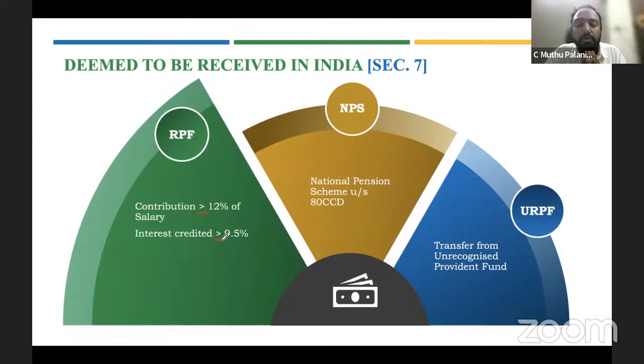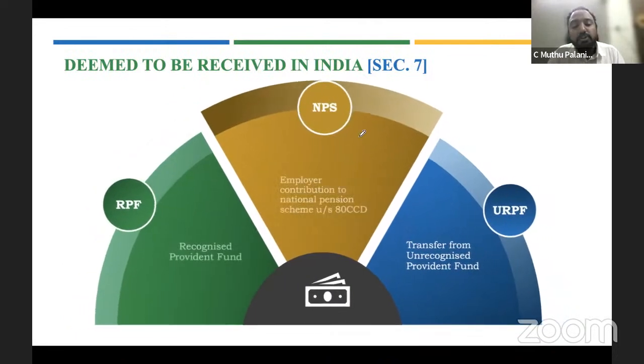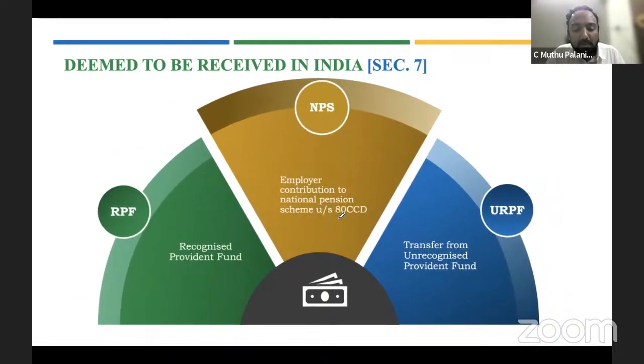Even though contribution to recognized provident fund is not taxable, it is not taxable only up to 12%. So any contribution in excess of 12% received by the recognized provident fund is taxable. Similarly, any contribution to national pension scheme, which is covered under Section 80CCD, anything which is covered under 80CCD is also taxable. When you say taxable, it is deemed to be received in India.